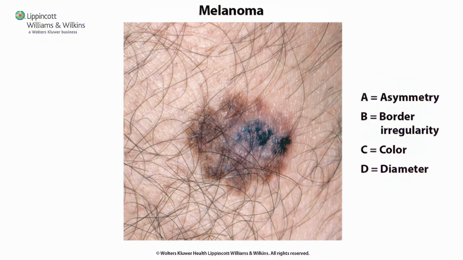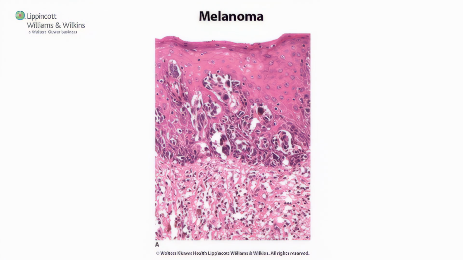So what are the ABCDs of melanoma that would increase your suspicion for the lesion? A is for asymmetry, B is for border irregularity, C is for color, meaning multiple colors in the lesion, and D is for diameter. If the diameter is bigger than the head of a pencil, then it's suspicious for melanoma. Under the microscope, you'll see nests of melanocytes that fill the dermis and obscure the epithelial dermal junction. And the depth of the tumor correlates with the risk of metastasis.